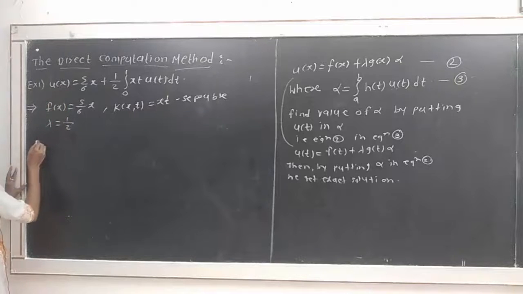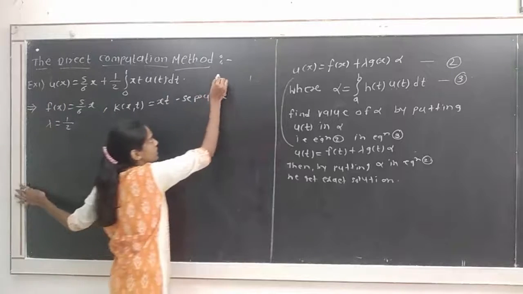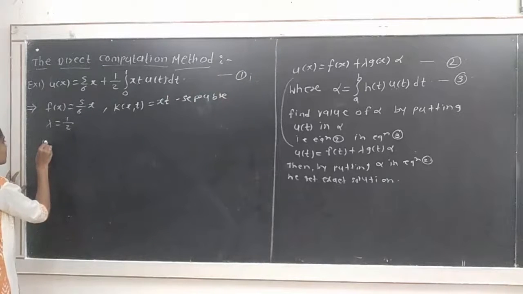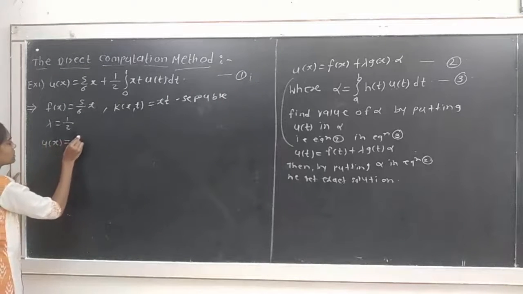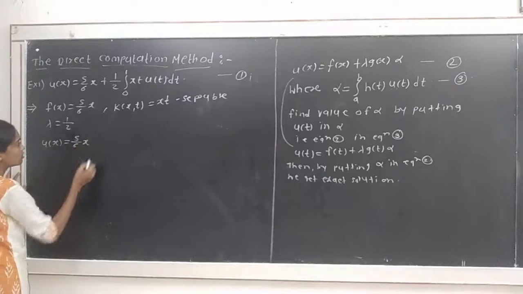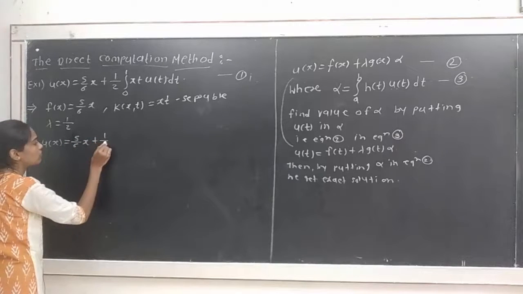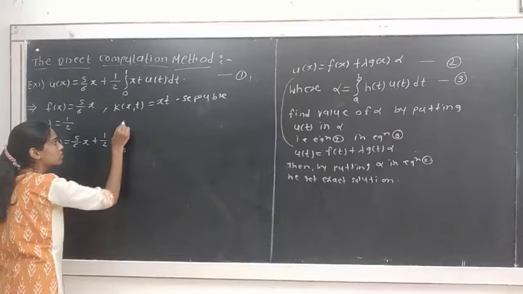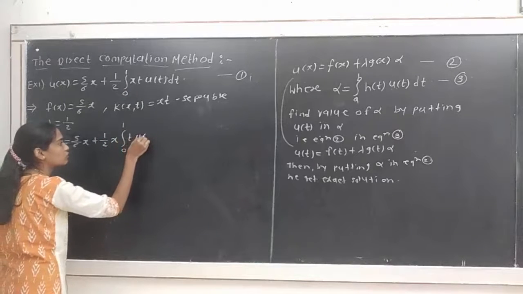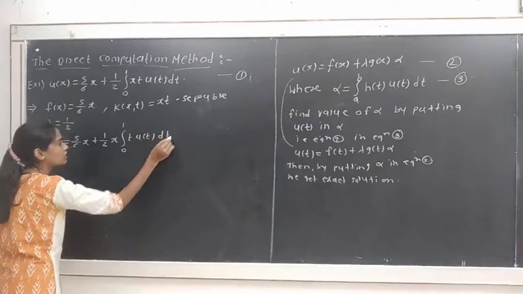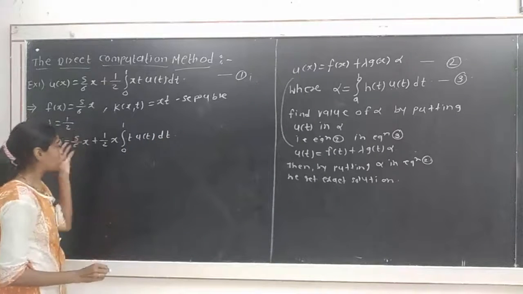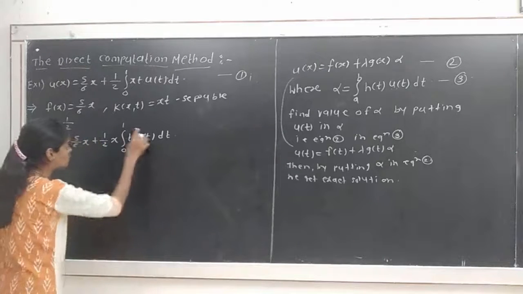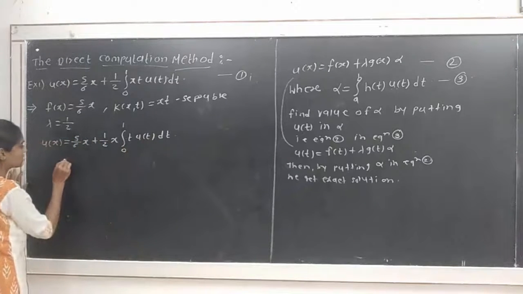So first we take the given equation as equation number 1. Okay, then we separate the kernel. u of x is equal to 5 divided by 6 into x plus 1 by 2. We take x outside from the integration, which is constant, 0 to 1 t into u of t dt. So we have this integral in terms of only t. So we consider this as a constant, that is alpha.